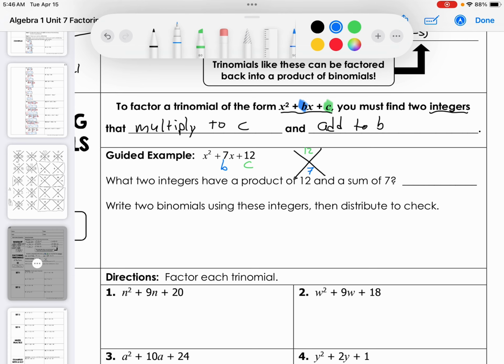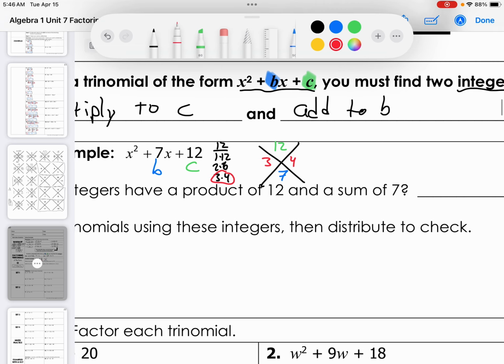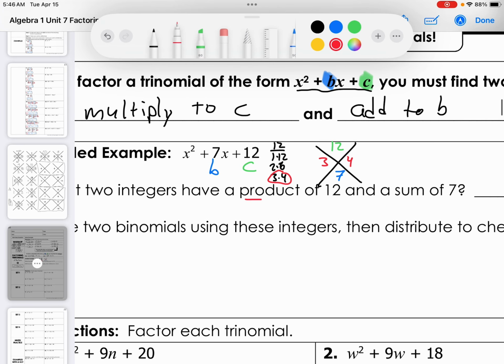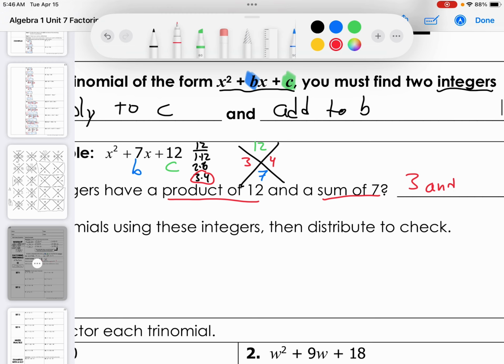Now we need to find numbers that multiply to 12 and add to 7, just like we found on the previous page. So again, I would go to that factor sheet and find the numbers that multiply to 12. Those would be 1 times 12, 2 times 6, and 3 times 4. Looking at these pairs, I'm looking for one that adds to 7. It looks like 3 and 4 are my pair. So the two integers that have a product of 12 and a sum of 7 are 3 and 4.